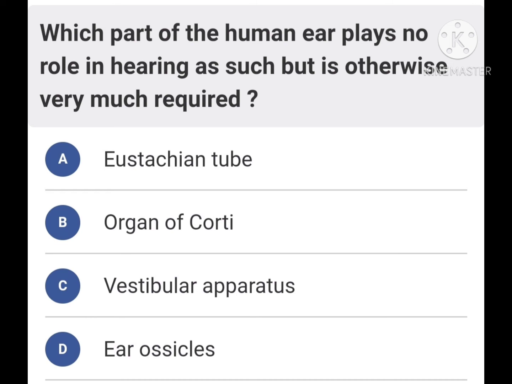Vestibular apparatus, also known as the balancing system, is a part of human ear which plays no role in the hearing. These organs provide the necessary sensory information about equilibrium, that is motion and spatial orientation. So the right option is C.